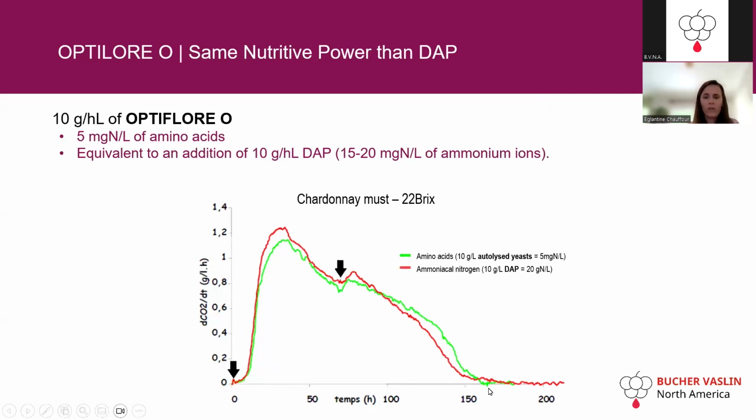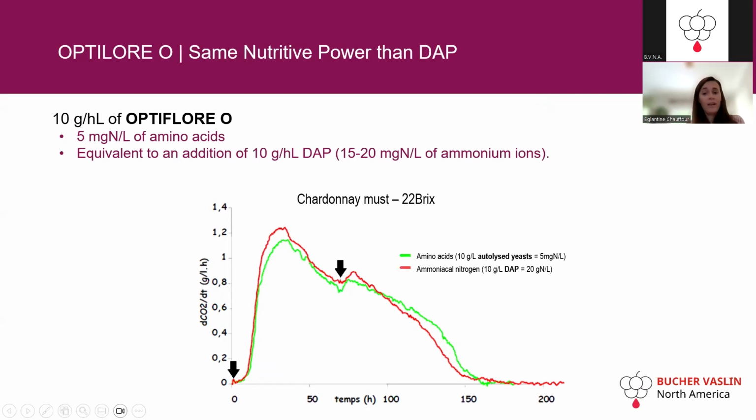Here, just one curve of fermentation. Here we are looking at the CO2 production, so it's really about the activity of the yeast. The green line is the one that we have been feeding only amino acids, so only Optiflor O, and the red line is where we have been feeding only DAP. 10 grams per hectoliter for both of them. I'm sorry, there is a mistake in the screen here. It's hectoliters, not liters.